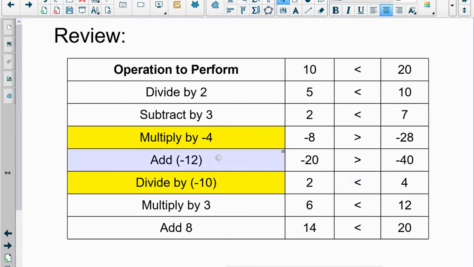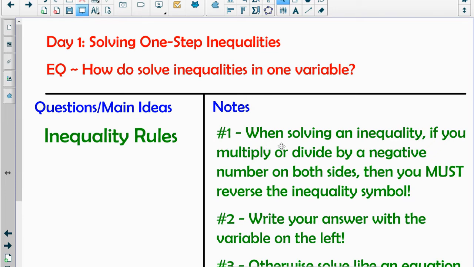But notice when we added, whether it was a positive or a negative, it didn't change the inequality symbol. When we subtracted, it doesn't change the inequality symbol. When we multiplied or divided by a positive number, it did not change the inequality symbol. The only times the inequality symbol reversed or changed is when you multiply or divide both sides of the inequality by a negative number. All right, so that's what rule number 1 is really describing, that relationship.